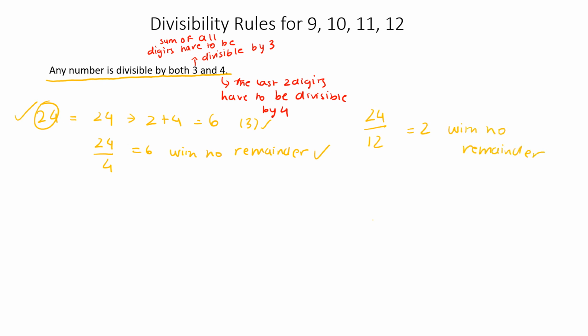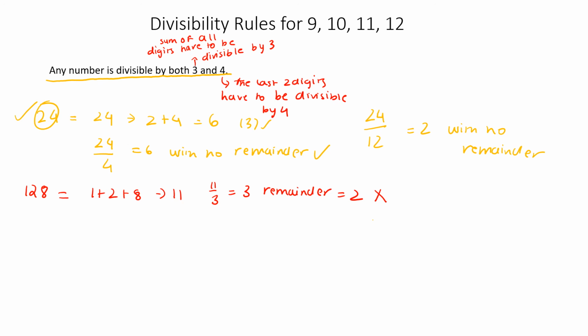Let's take another example. Let's take 128. Now let's check for 3. So if I do 1 plus 2 plus 8, I get 11. And 11 is not divisible by 3. And if you want to double check that, 11 divided by 3 gives us 3 as a quotient and remainder as 2. So this doesn't work.